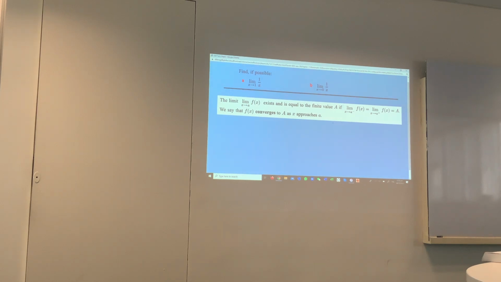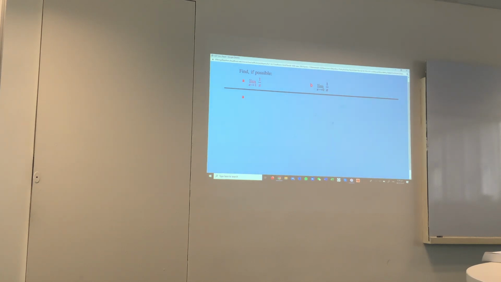In this example, we consider the function 1 over x. In part A, we want to find the limit of the function as x tends to 1. As x tends to 1 from the right, 1 over x tends to 1. As x tends to 1 from the left, 1 over x also tends to 1. Still to These limits exist and are equal, so the limit as x tends to 1 of 1 over x exists and is equal to 1. We say that 1 over x converges to 1 as x tends to 1.